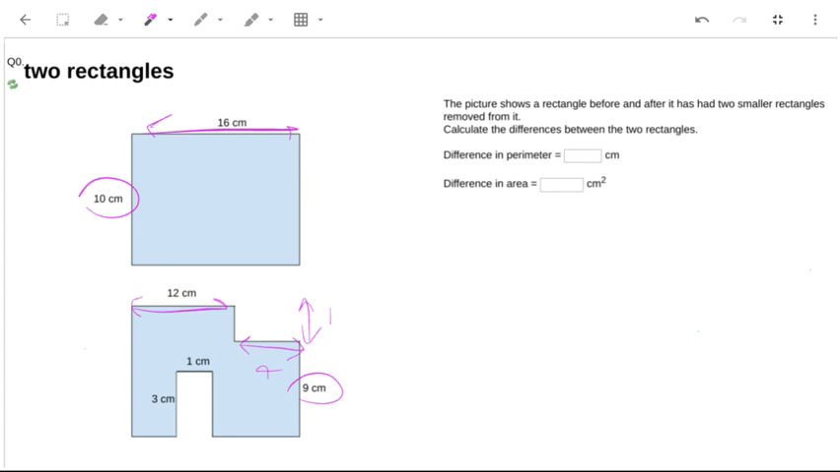So the first area is 4, and this area in here is 3. The difference in area is 7.